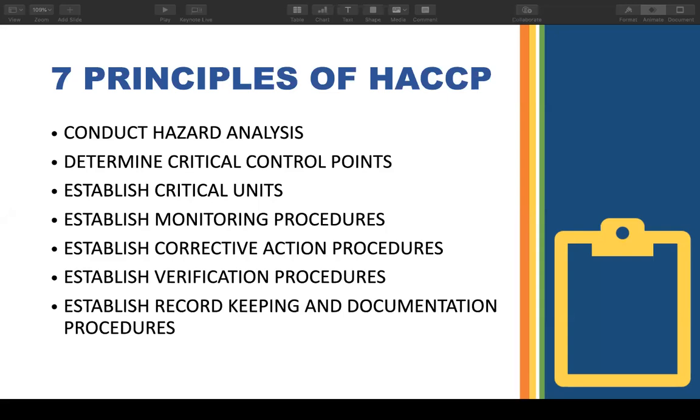So, establishing corrective actions, that is principle 5. Corrective actions are the sequence of events that must be carried out when the monitoring shows that the critical limits have been breached. At this point, the food will be deemed unsafe to eat and therefore must be removed from production or stock and may have to be destroyed. Corrective actions will restore control.